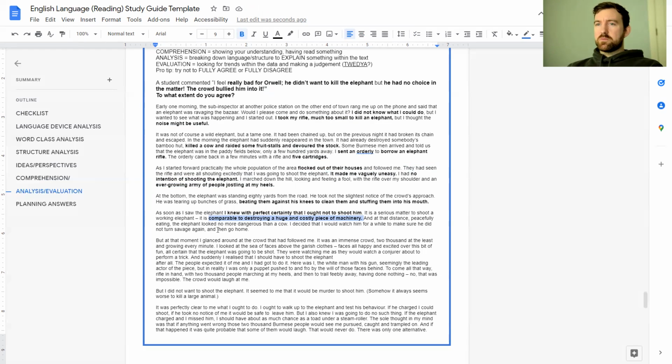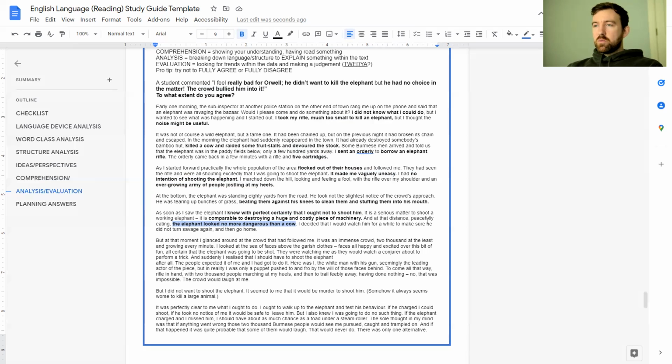At that distance, peacefully eating, the elephant looked no more dangerous than a cow. So this metaphor, comparing the elephant to a cow, cows are obviously quite docile creatures, they're quite sweet. There's maybe a little bit of foreboding in here because what do we do to cows? A lot of the time we slaughter them for meat, right? So maybe there's a bit of foreboding in here.